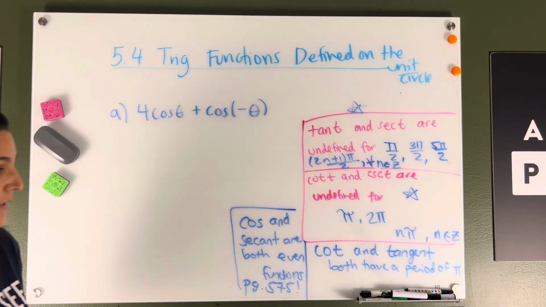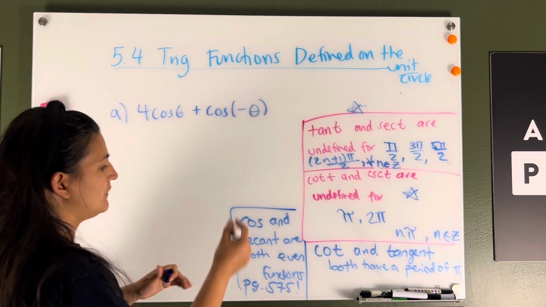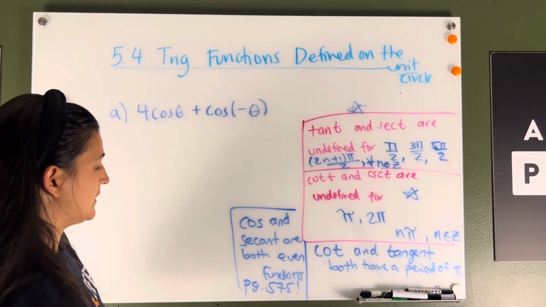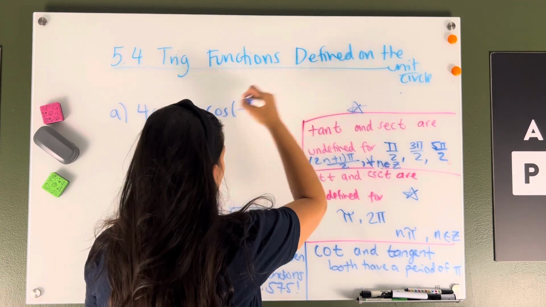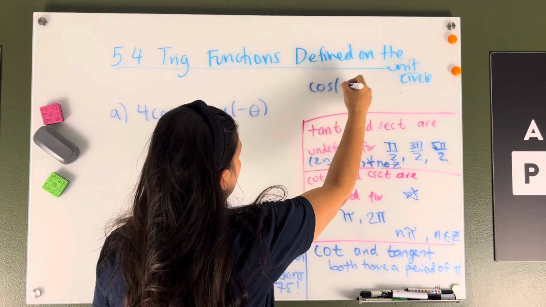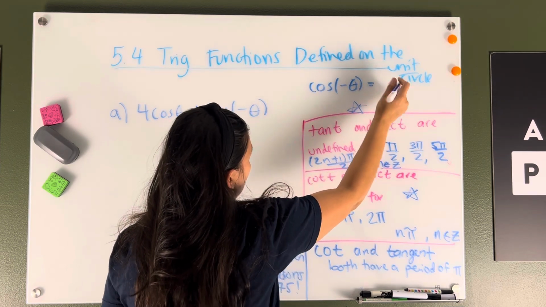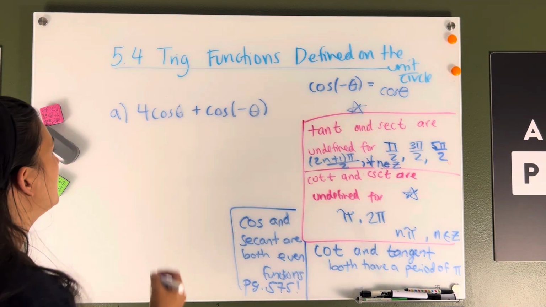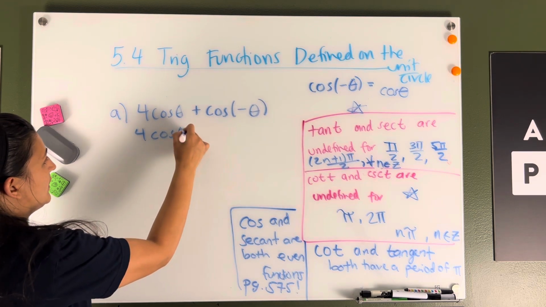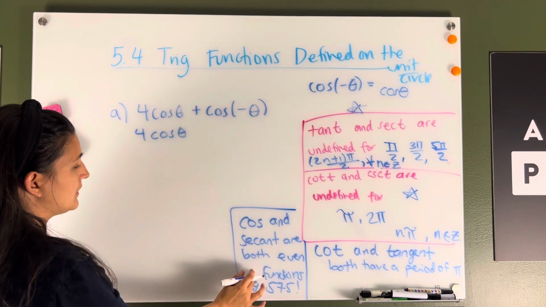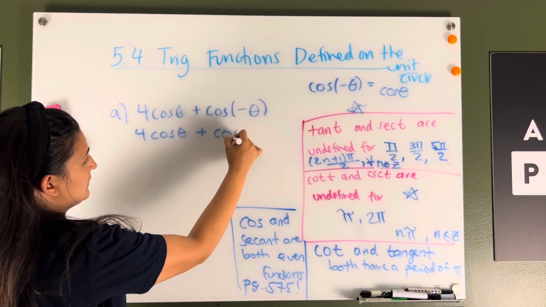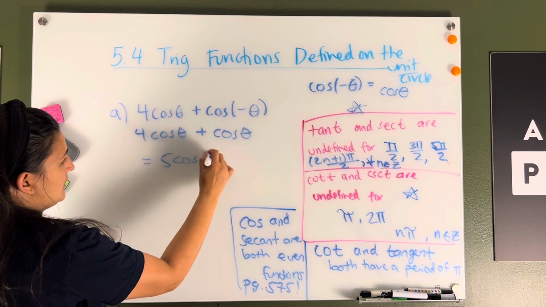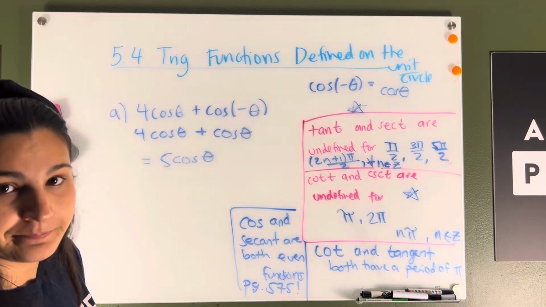Okay, now remember, what is the definition of even? The definition of even is that there's symmetry about the y-axis. So, for example, you can see right here, if you were to plug in negative theta into cosine, you're going to get the cosine of theta, by definition. So here, we can replace cosine of negative theta, using the fact that it's an even function, with just cosine of theta, and now we have 2 like terms, add them, and you get 5 cosine theta.